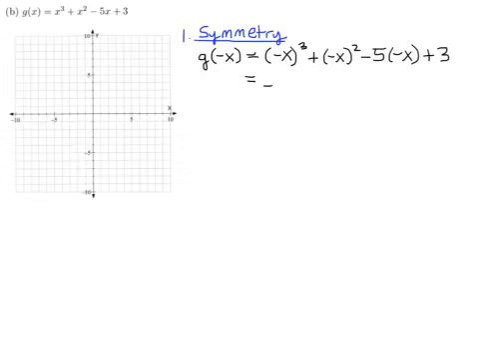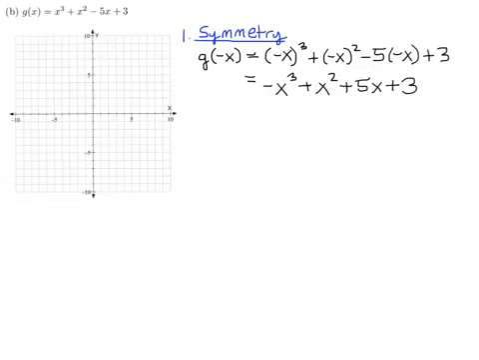So if you cube a negative, it's still negative, so we have negative x cubed here. If you square a negative, it becomes positive, so this is plus x squared. A negative times a negative makes plus 5x on this term, and then we have a plus 3 on the end. And we're going to compare this with our original function up over here, and we're going to see basically what happened to the signs of each term.